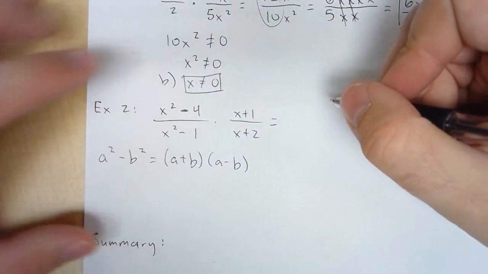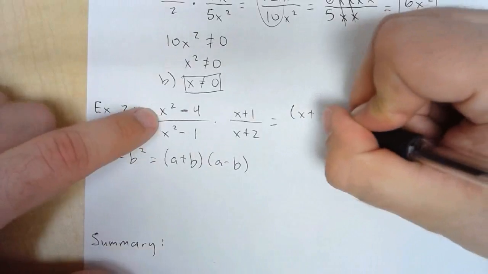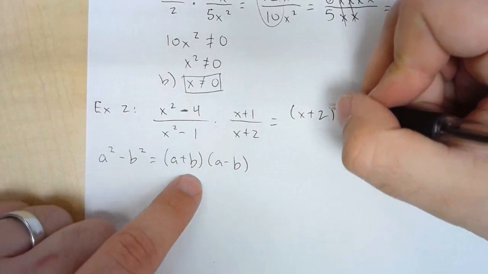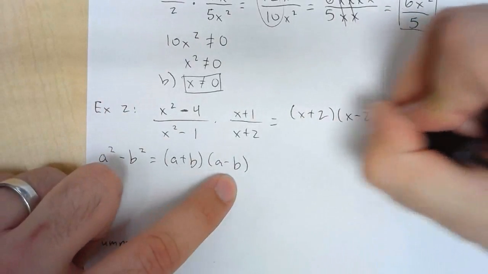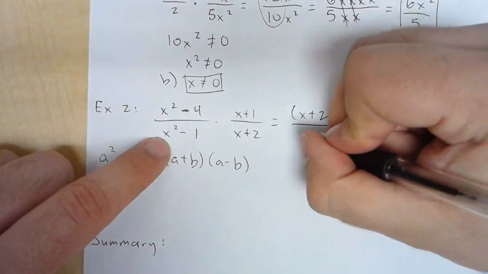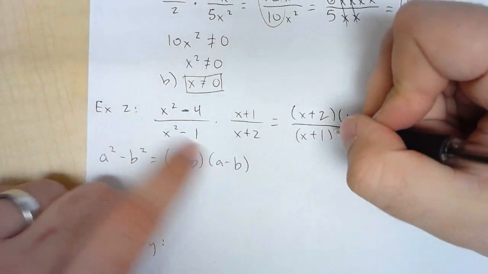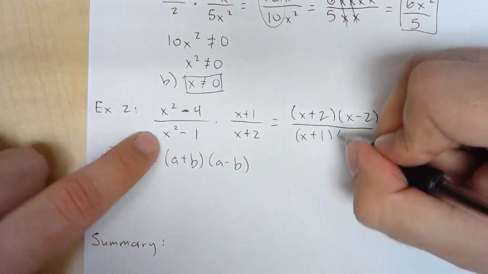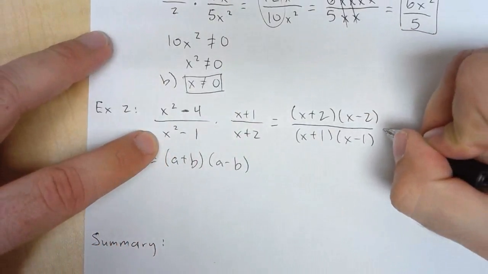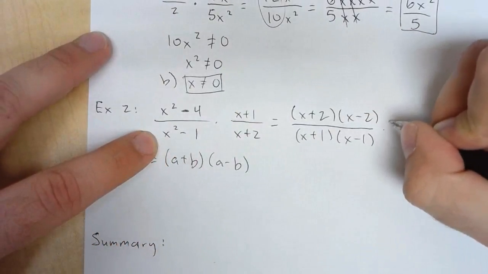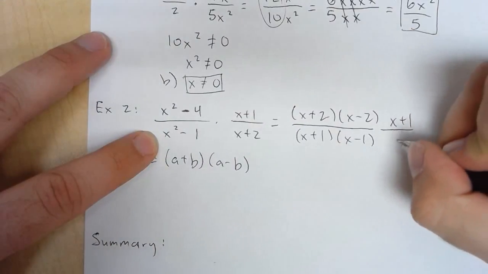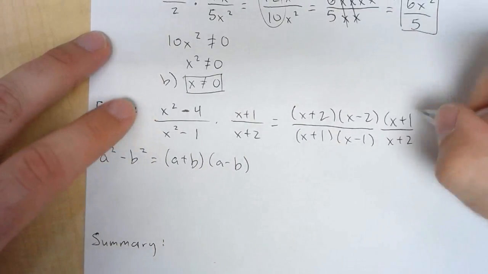So x squared minus 4 turns into x plus 2 times x minus 2, because the square root of 4 is 2, all divided by x plus 1 times x minus 1, because this is again a perfect square, 1 times 1 gives us 1, all multiplied by x plus 1 over x plus 2.